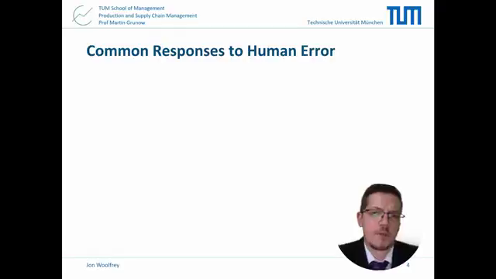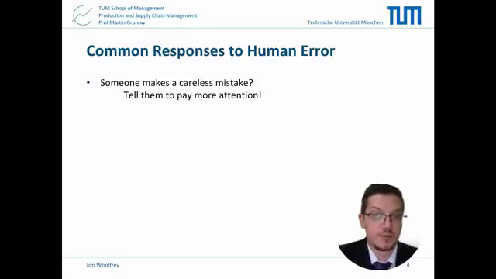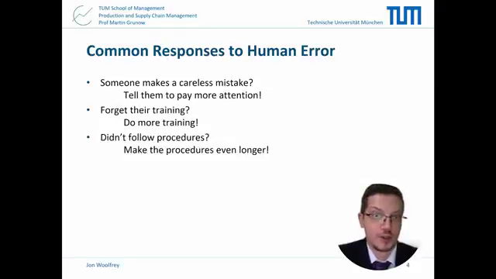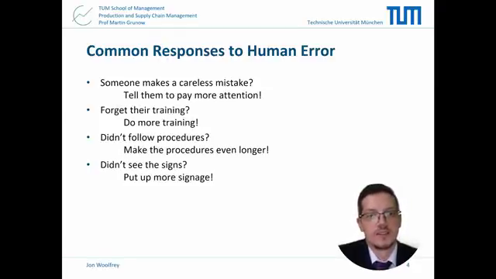So what are some common responses to human error when they occur? Well, when someone makes a careless mistake, we tell them to pay more attention. Someone forgets their training, we tell them to do more training. And I've seen this happen in industry when problems occur. Someone didn't follow the procedures, we make the procedures even longer. So we try and address this with even more bureaucracy. We didn't see the signage, we put up more signs. Someone falls asleep, then we fire them.